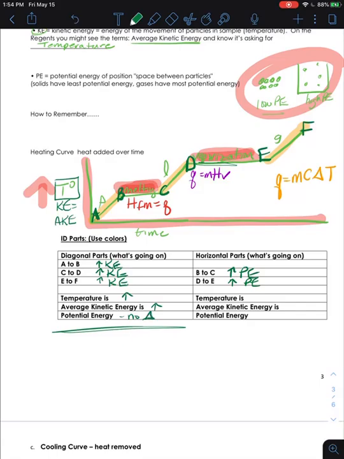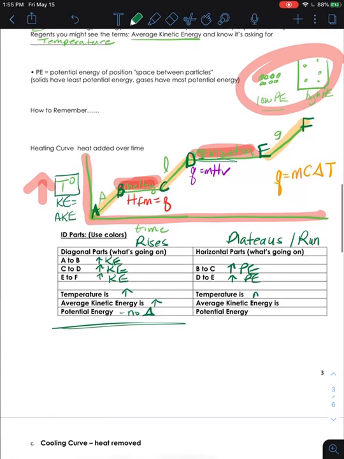However, for the horizontal parts, which are those, and I'll say this word often, plateaus. And you could also say the diagonal parts are the rises. And I think they also use the plateaus in math speak as runs. So on the plateaus, or the runs, temperature is no change. Average kinetic energy is the same as temperature, no change, but the potential energy is increasing. And that's what occurs in a heating curve.